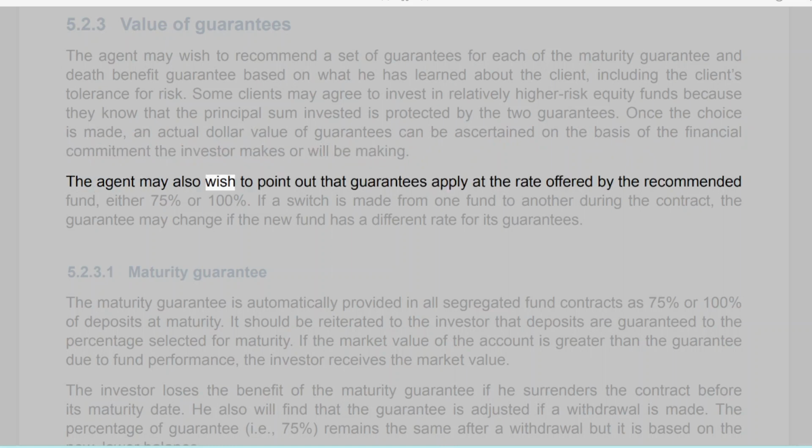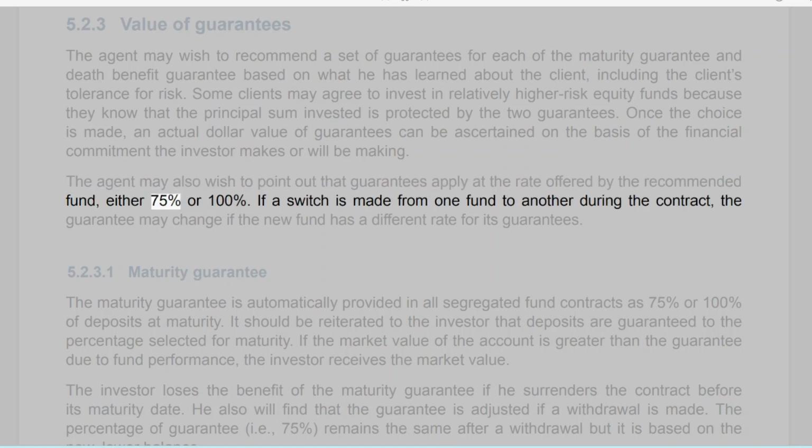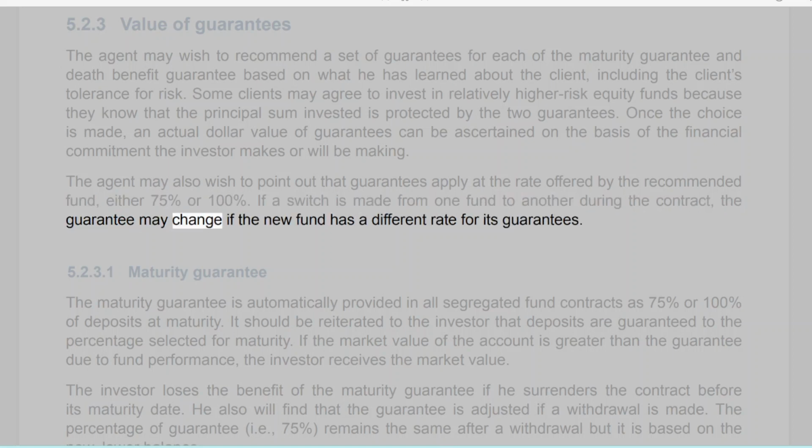The agent may also wish to point out that guarantees apply at the rate offered by the recommended fund, either 75% or 100%. If a switch is made from one fund to another during the contract, the guarantee may change if the new fund has a different rate for its guarantees.